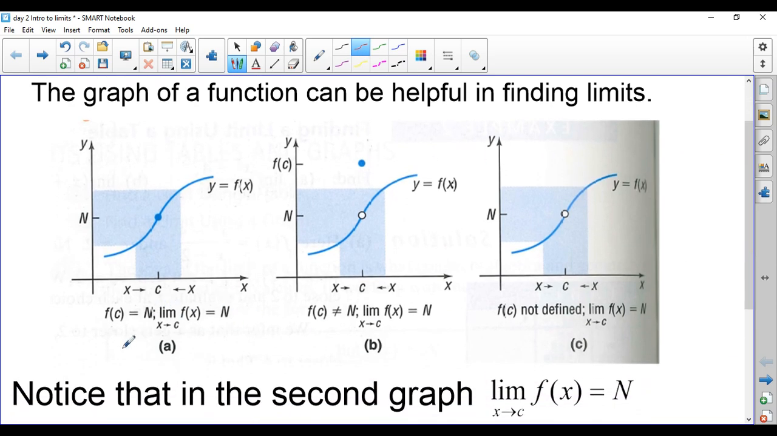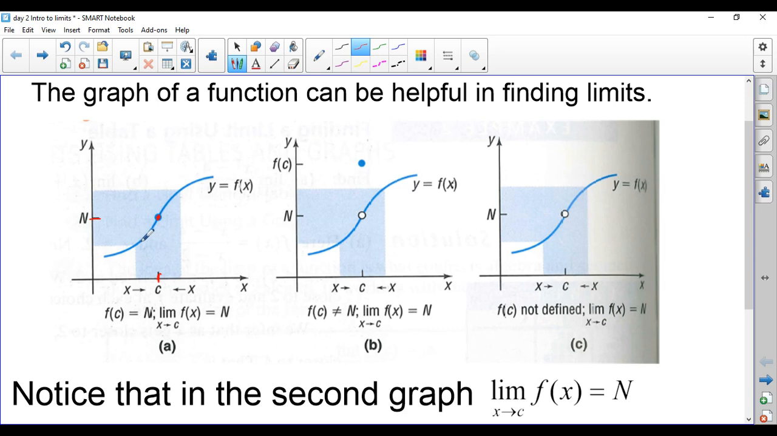In the first situation, we have a graph that is continuous. There are no breaks in the graph. This is y equals f of x, and we see that the x coordinate of c is right here. f of c, the y coordinate when x is c, is equal to n. In this case, the limit of f of x as x approaches c is also n.